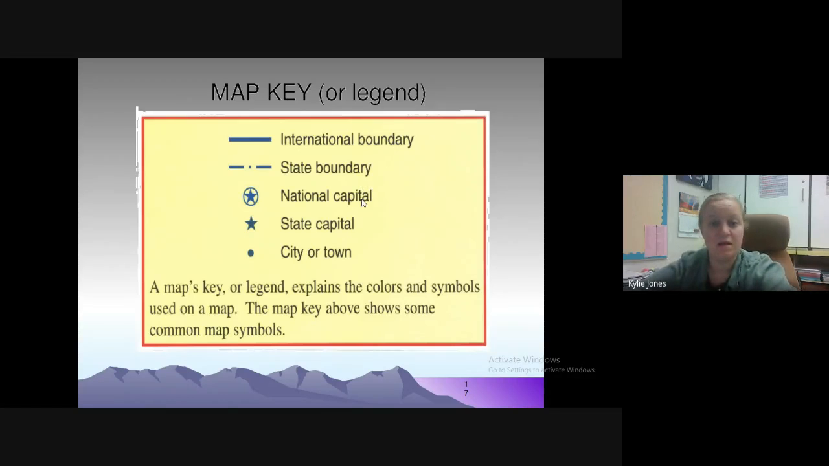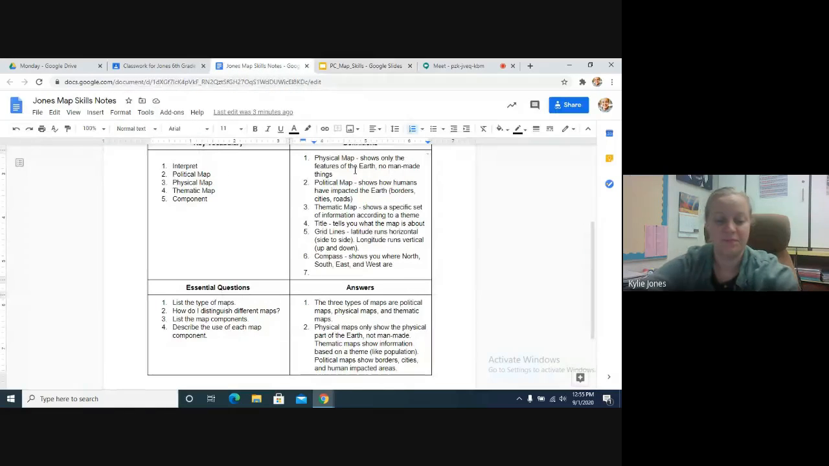Okay, let's go type that out. So our map key or legend. Sometimes it's called a legend. It's the same thing as a key to decipher something.